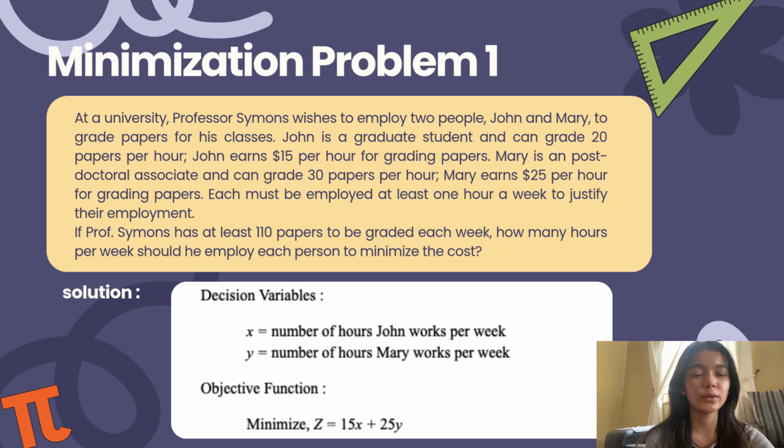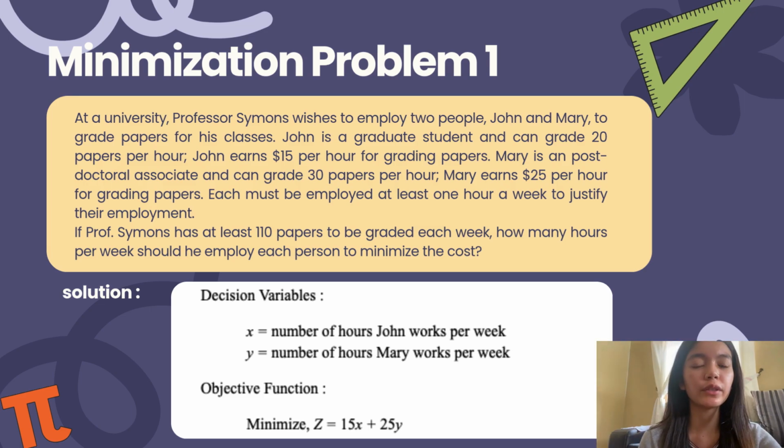A professor wants to hire two people, John and Mary, to grade papers. John can grade 20 papers per hour and is paid $15 per hour, while Mary can grade 30 papers per hour and is paid $25 per hour. Both workers must work at least 1 hour per week, and the professor needs at least 110 papers to be graded each week, and the goal is to minimize the total cost.